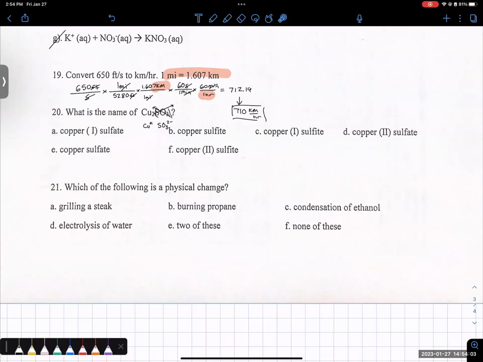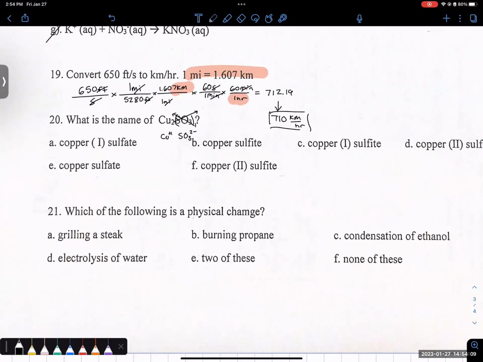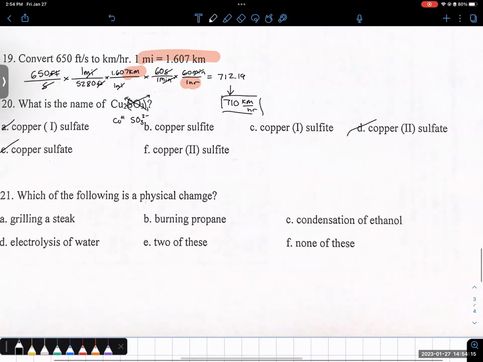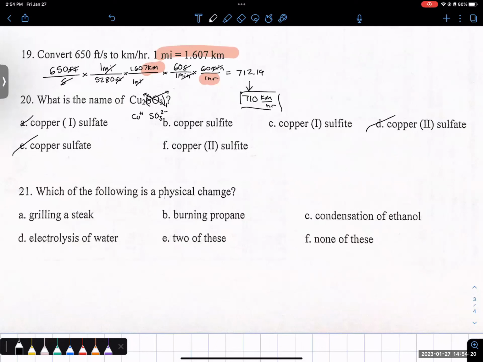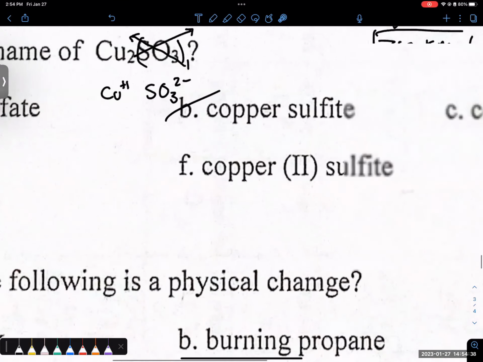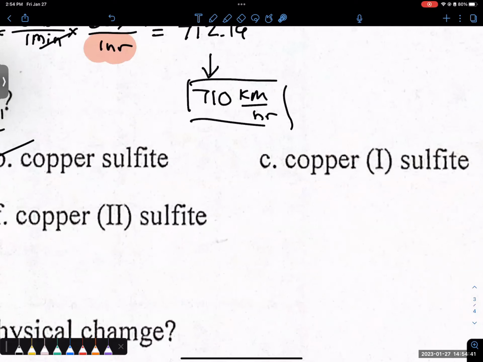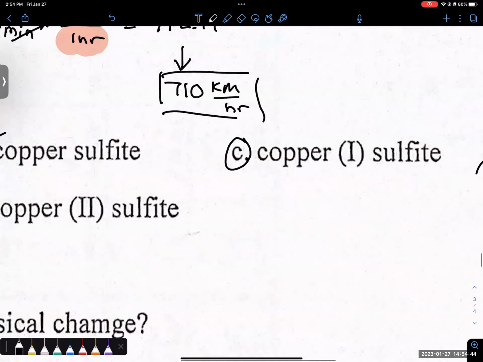So with sulfite, we can cross out everything that's not sulfite. Sulfate, sulfate, sulfate. Now we have it down to 3 answer choices. We know copper can have multiple charges, so we have to clarify which charge that is, and we do that with Roman numerals. So B is wrong, because it's a charge. And from doing the reverse crisscross, copper has a +1 charge, so it must be C. Copper 1 sulfite. Any questions on that?